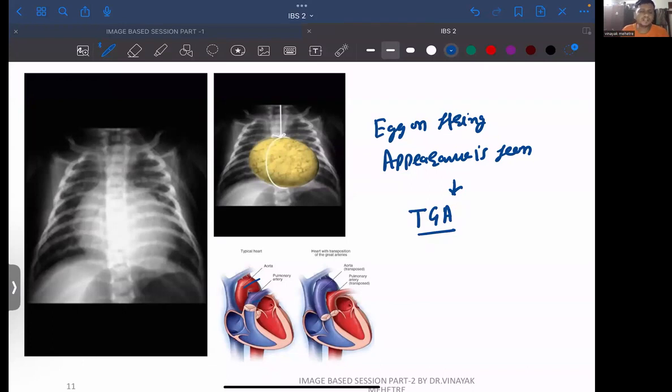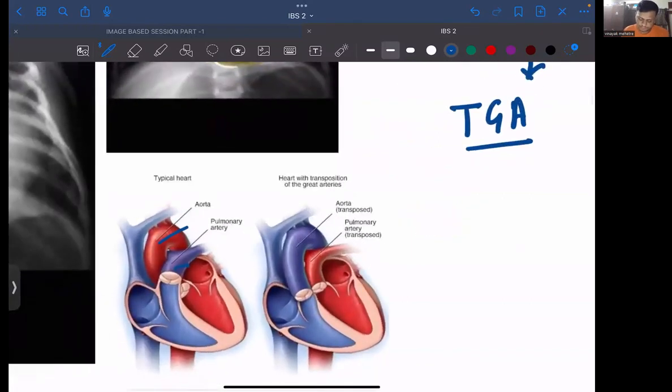What is going to happen? Interchange. They will switch their normal position. Now, if you can appreciate, arch of aorta normally opens in the left ventricle. Now arch of aorta is going to open in the right ventricle. Pulmonary trunk normally opens in the right ventricle. What is going to happen? Pulmonary trunk is going to start from the left ventricle. That is called transposition.